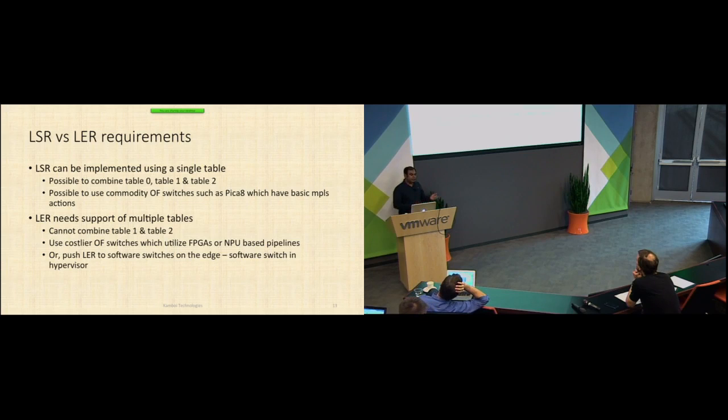But for LER, the label edge router, it gets a little tricky, because after we pop the label, we need to send it to the IP table for finding the correct output port and routing the packet. So for LER, we need to use multiple tables, and that's where we may not be limited to cheaper commodity OpenFlow switches. One option would be to use costlier FPGA and NPU-based switches, or another option would be to just terminate LERs on the hypervisor, like the software switch.